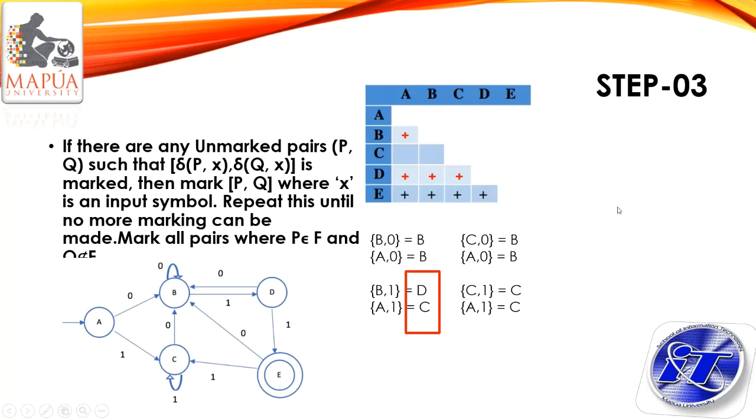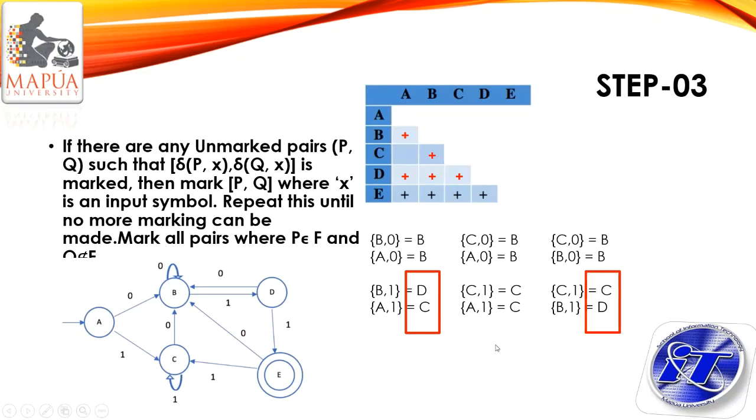So let's go to BC. So C at 0 will go to B, B at 0 will go to B, C at 1 will go to C, and B at 1 will go to D. And CD has already been marked from our previous marking. Okay, so therefore CB will also be marked. Okay, and since we have a new marking, we're going to check again CA. But unfortunately, B and C is not marked in our table, so therefore leave this blank.